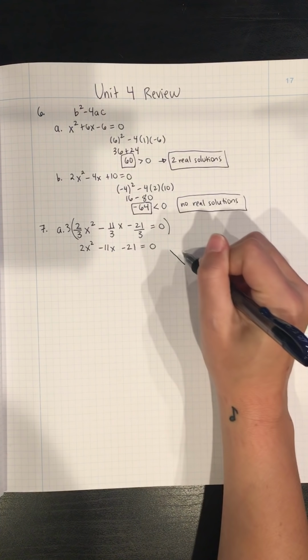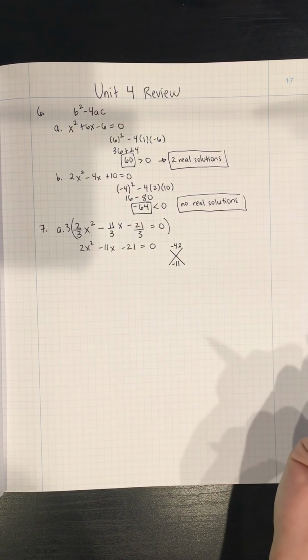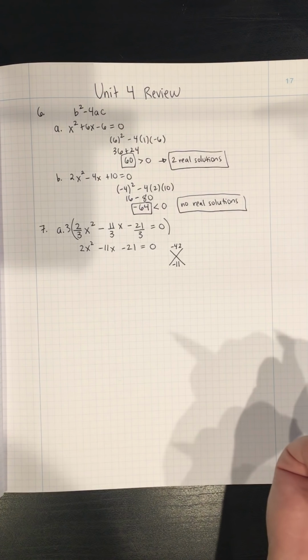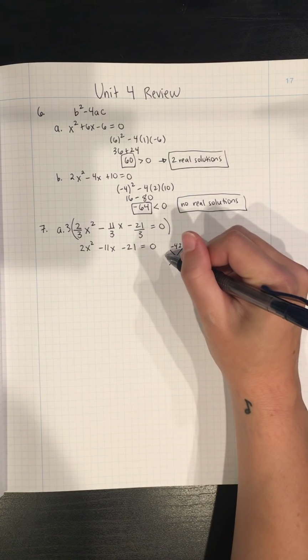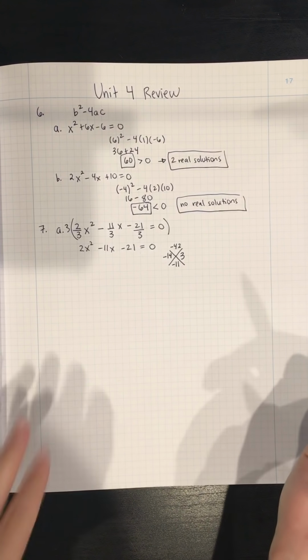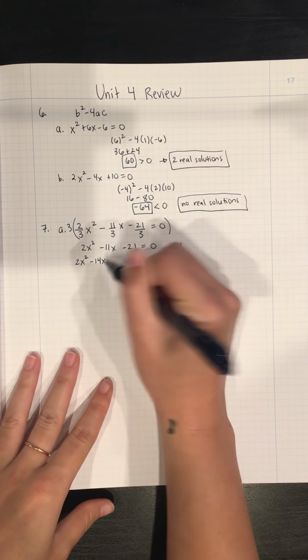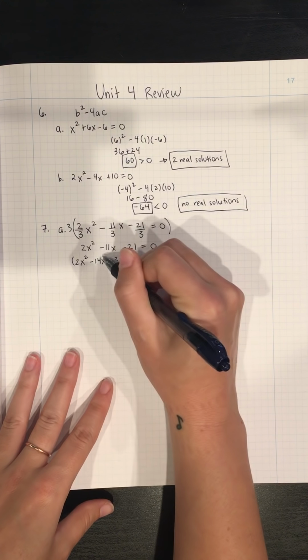So I'm going to put negative 42 here, negative 11 here. I'm asking myself, are there any 2 factors that multiply to make negative 42 and add to make negative 11? So I know that 42 is 14 times 3, so if I do negative 14 and positive 3, if I added those together, that would make negative 11. So now I rewrite my middle term as negative 14x plus 3x, and then I group.